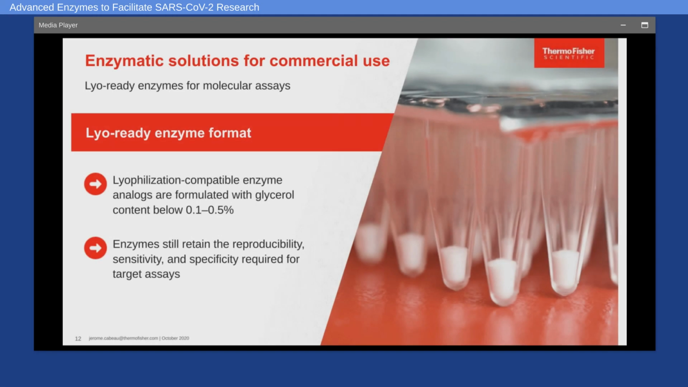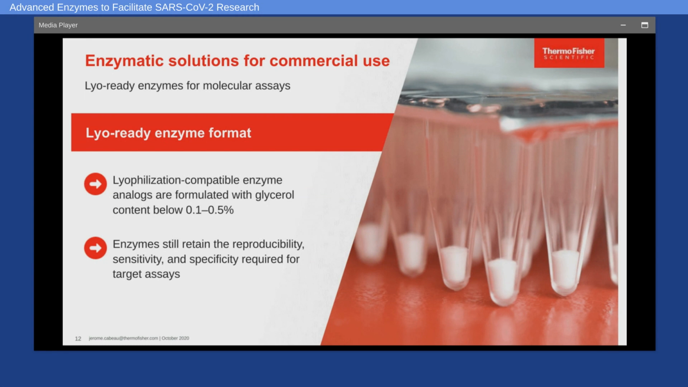So lastly, I would like to share with you the benefits of lyo-ready enzyme formulation. It requires a process called lyophilization. This is a water removal process used to preserve perishable materials, to extend shelf life or make the material more convenient for transport. Drug and diagnostic assay developers are interested in this process.